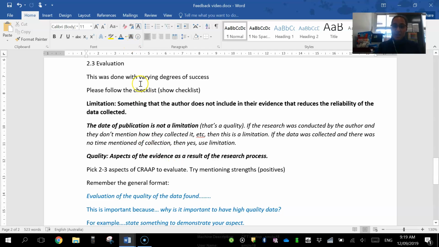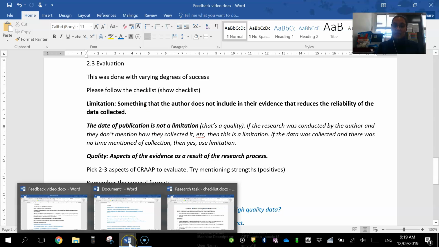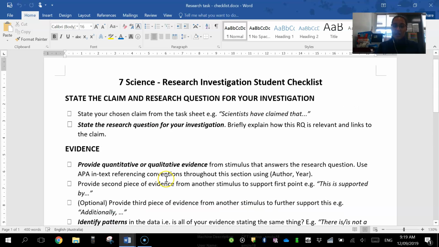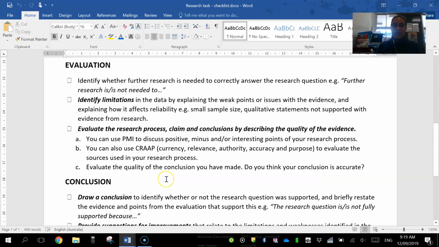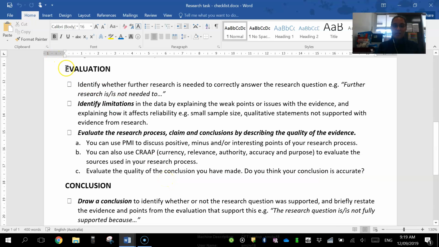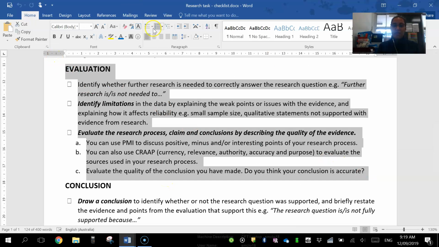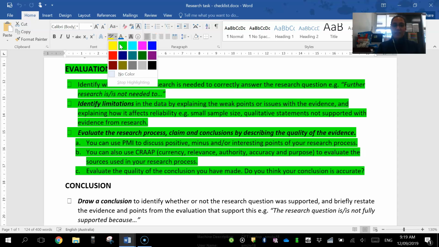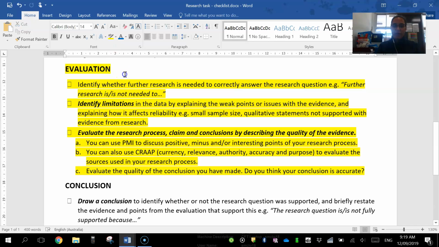So again, one of the things you really need to be making sure of is that you refer to this checklist here for your evaluation. So this section here, and it'll show you how you can write your conclusion. So this bit here, actually I'll do it in yellow because it's a bit hard to see that green. So that's what we're looking for.